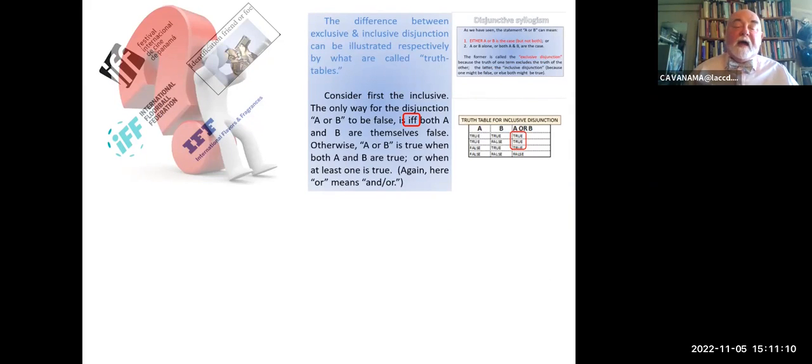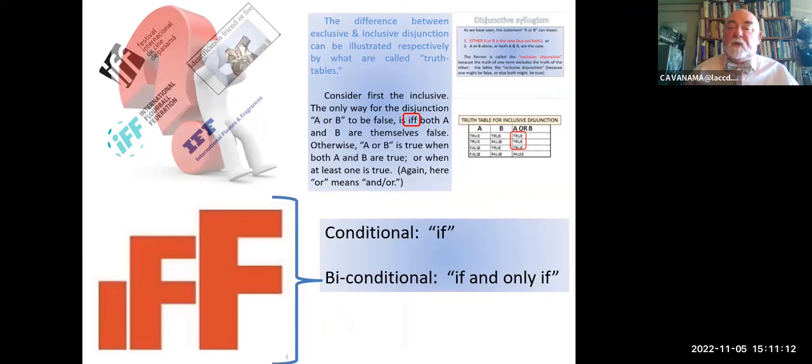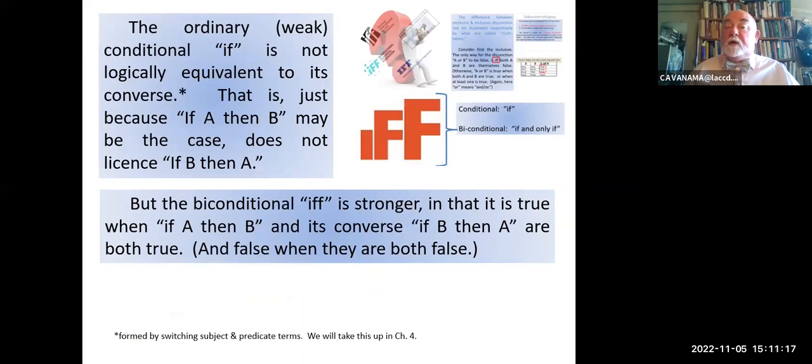Yes, remember IFF. We've talked about this before. The weak conditional if and the biconditional if and only if. The ordinary weak conditional if is not logically equivalent to its converse. That is to say, just because if A then B is the case does not mean that if B then A. But for a biconditional, remember this is rarer, and people have to really spell this out. People say if in ordinary speech, and generally do not mean the biconditional. You have to go out of your way to say that. It's stronger, and it's true if it's true. If we say that if A then B, then its converse, if B then A, would have to be true also, and false.